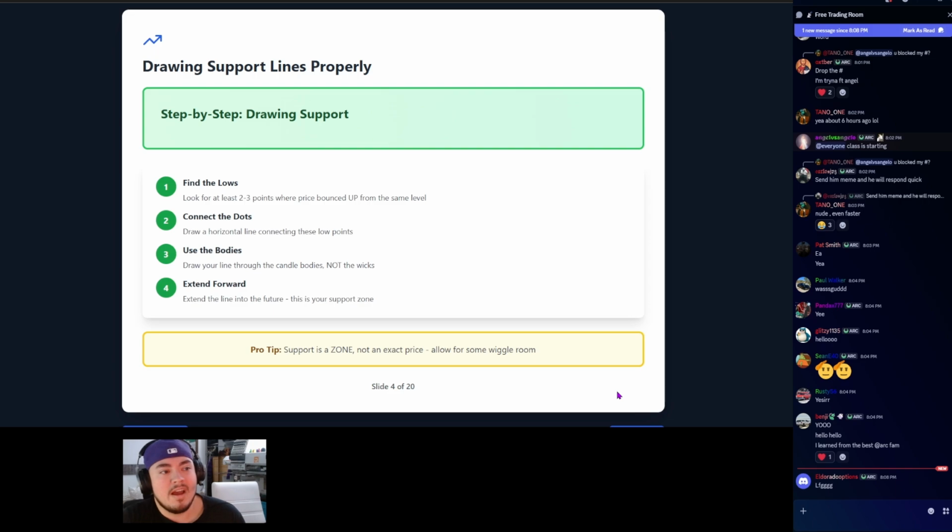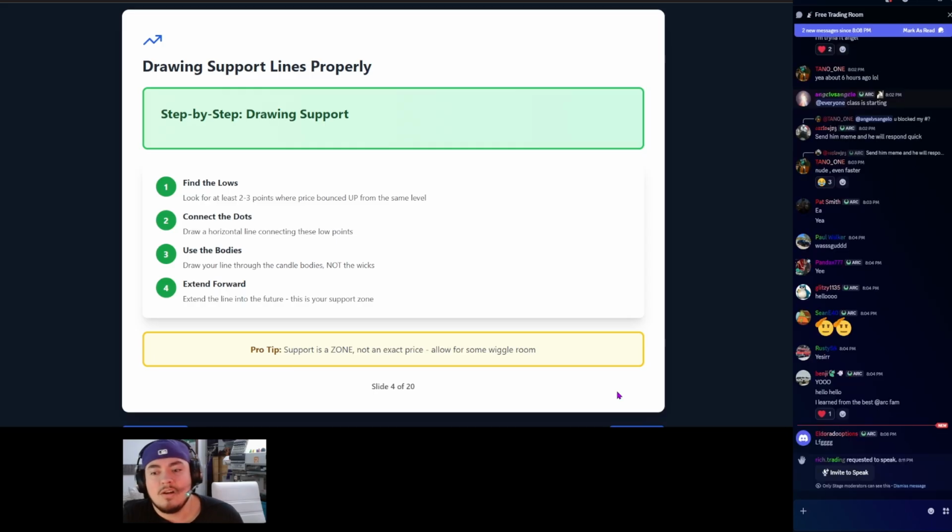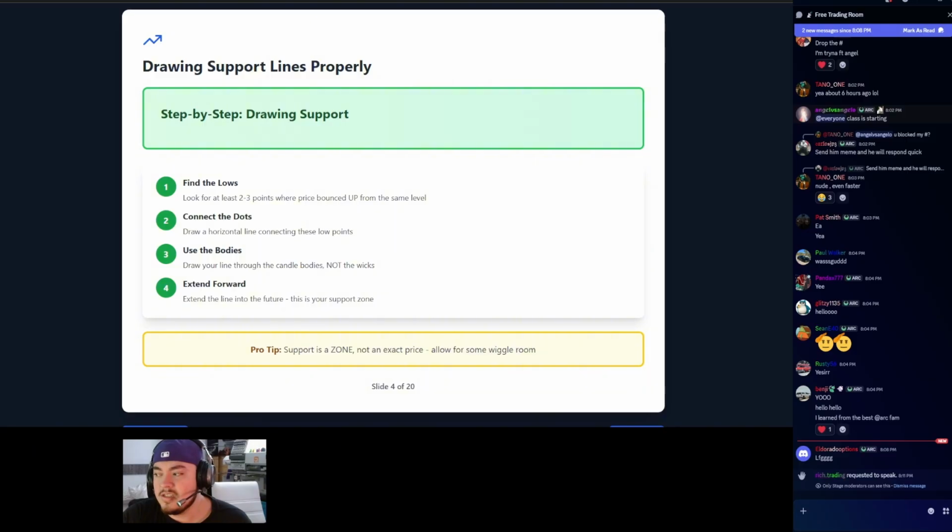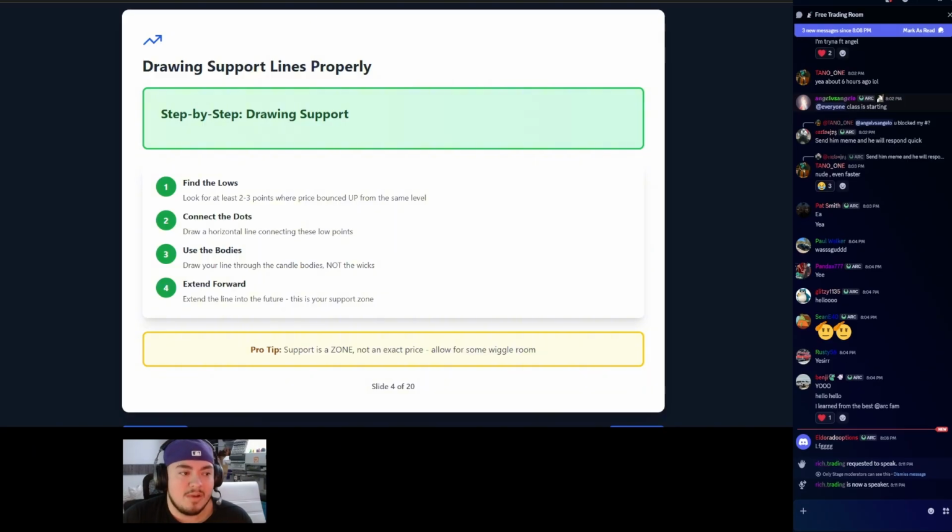Drawing support lines properly, step by step drawing support. So if you've ever sat there and asked yourself, how can I identify these levels of support or these levels of resistance? This is how you do it, guys. This is the step-by-step guide on how to find levels of support. So step number 1, find the lows. Look for at least 2 to 3 points where prices bounced up from on the same level.